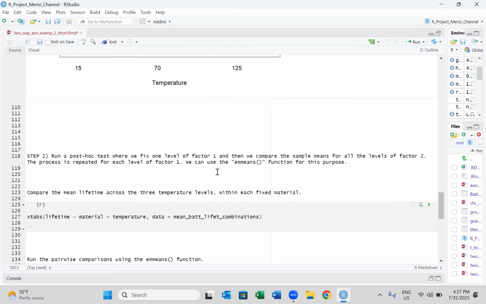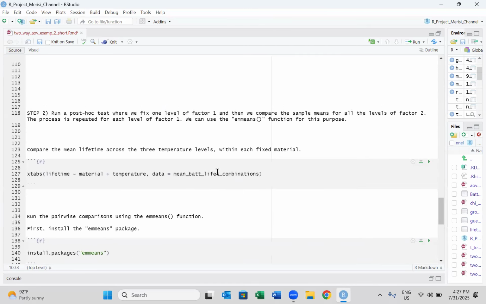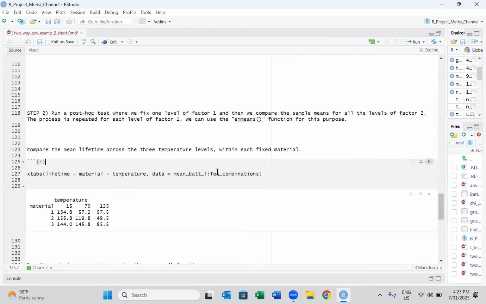After that, we should go ahead and do the following. We should do a post-hoc test where we fix the levels of one factor and we observe what happens to the outcome variable when the other factor changes. So here, I'm going to do a post-hoc test where I fix material at level 1, for example, material number 1. And I'm going to compare the lifetime for the different temperatures.